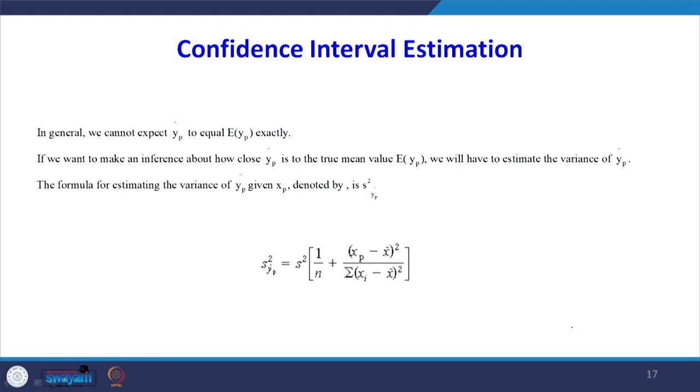So in general, we cannot expect y hat p to be equal to the expected value of yp exactly. If you want to make an inference about how close y hat p is to the true mean value, the expected value of yp, we will have to estimate the variance of y hat p. The formula for estimating the variance of y hat p at given xp is denoted by s square y hat p. So this s square y hat p is s square times 1 divided by n plus xp minus x bar whole square divided by sigma of xi minus x bar whole square. This is the variance of predicted y.